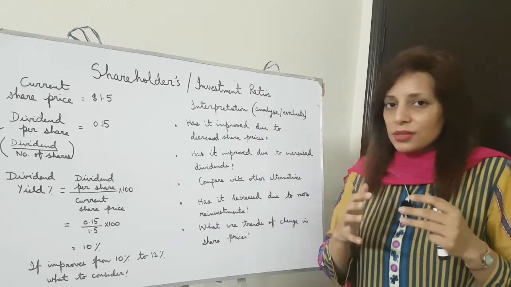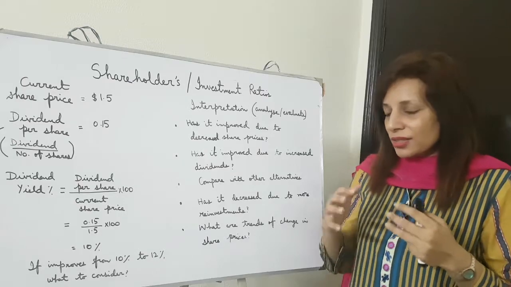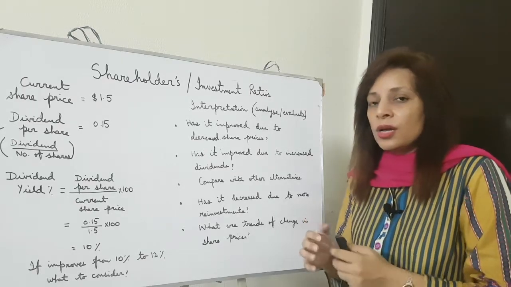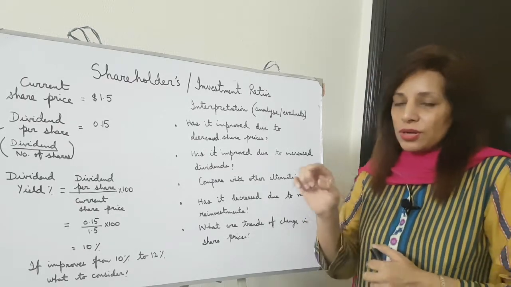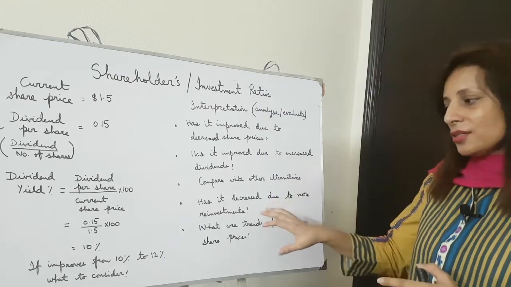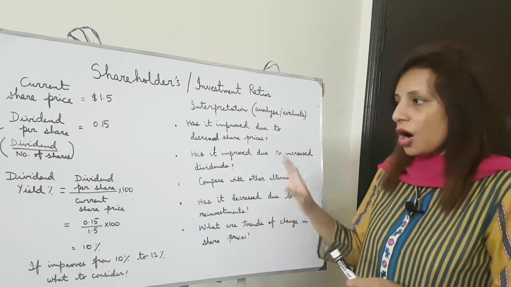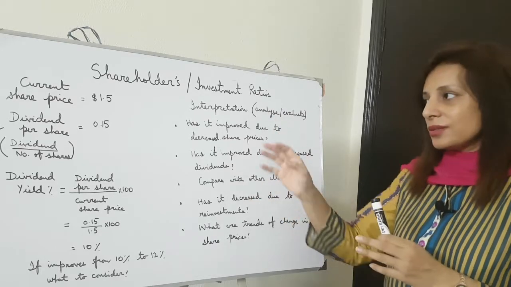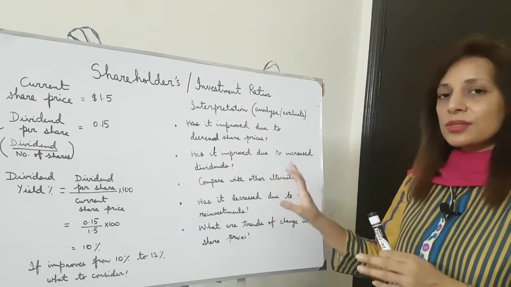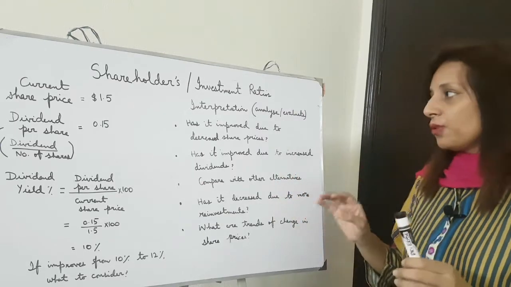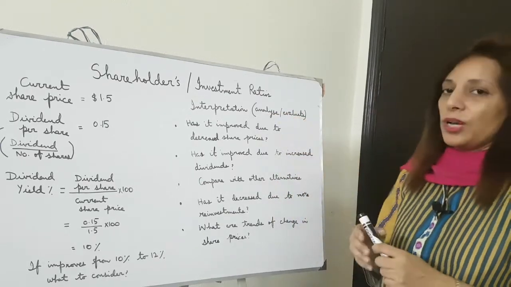If share prices are fluctuating too much, and especially if they are decreasing a lot, it means you are losing on your invested capital as well. Then it is not a good option to be considered by the shareholders. So this is how you interpret this specific ratio. I have discussed it quite in detail, so it will be very helpful for you to analyze and evaluate this.